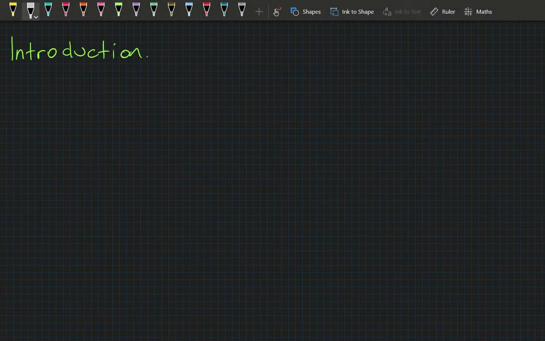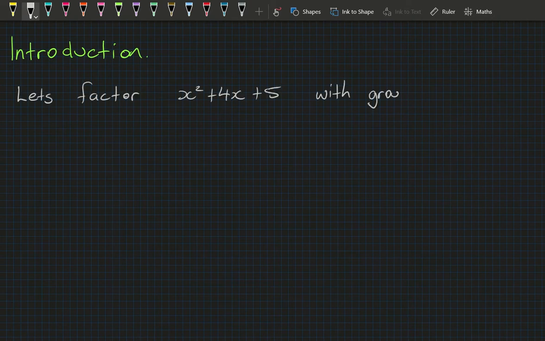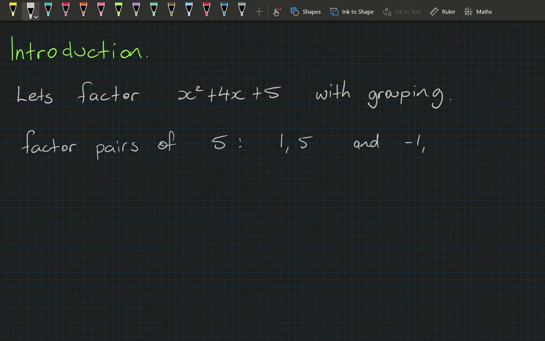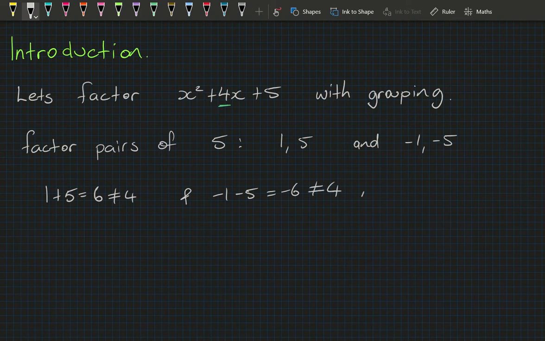As an example of limitations of factoring by grouping, let's factor x squared plus 4x plus 5 with grouping. Now the factor pairs of 5 are 1 and 5 and minus 1 and minus 5. And of course we need one of these to sum to 4. But 1 plus 5 equals 6, which is not 4. And minus 1 and minus 5 is minus 6, which is also not 4.